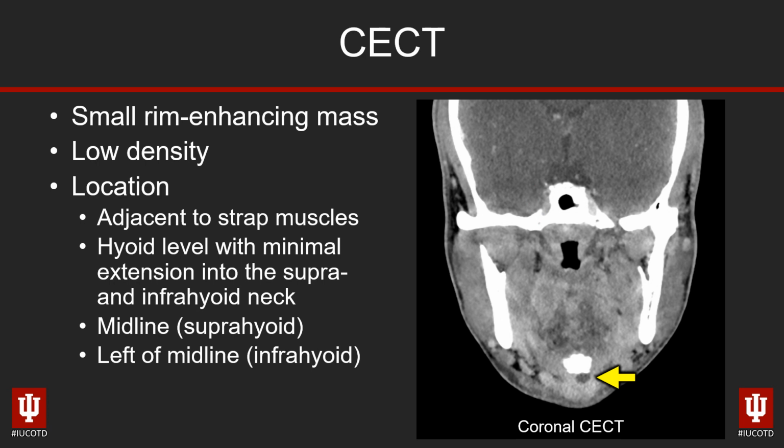And then as we look at our coronal image, we can see that as you go below the level of the hyoid, the lesion extends below it, and it fans out just a little bit to the left. So something that's at midline above the hyoid and extends just off midline below the level of the hyoid. So what's the diagnosis here?